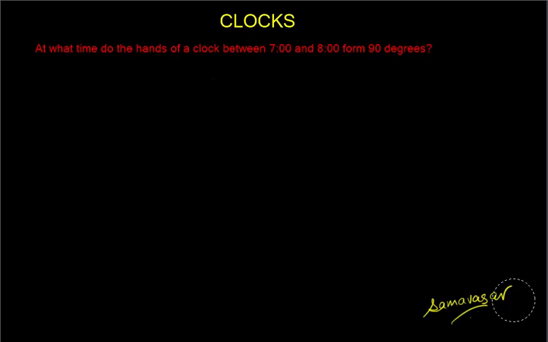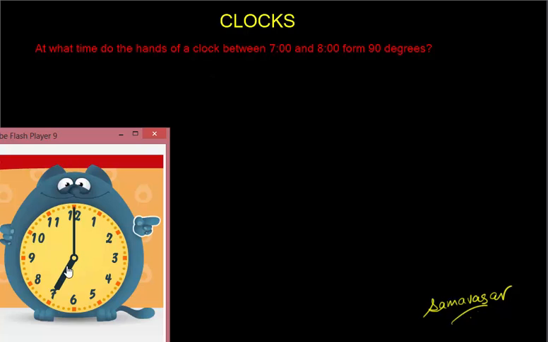Okay. In this question, we will be using the concept of relative velocity that we learnt earlier. So the question is, at what time do the hands of a clock between 7 and 8 form 90 degrees? So just imagine the clock again. So that's your clock. Initially the angle between the hands of the clock, we take this angle always from the right side, is 7 into 30, which is 210 degrees.